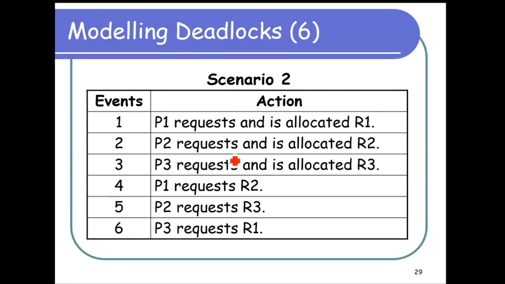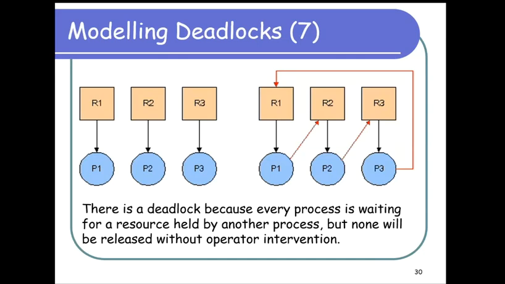Scenario 2. P1 requests and is allocated R1, P2 requests and is allocated R2, P3 requests and is allocated R3. At the same time, P1 requests R2, P2 requests R3, and P3 requests R1. I know this is the deadlock situation.